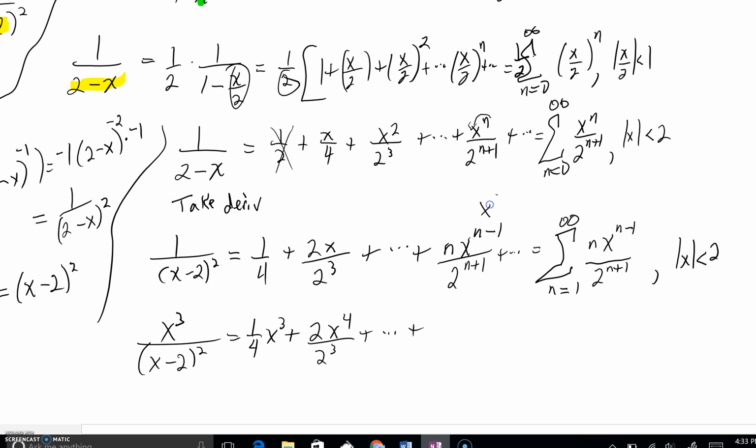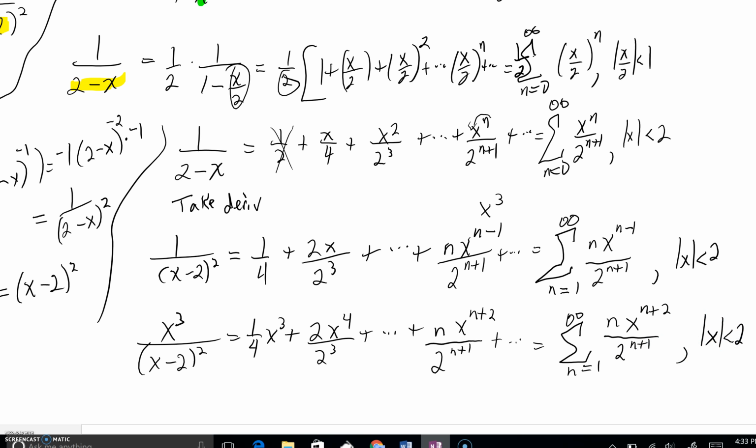Multiplying by x to the third, you're going to add the 3 and the n minus 1. So what's that going to leave us with? Well, an n plus 2. I hope you will agree. And inside of sigma, we're going to get this as well. We'll have n equals 1 to infinity. This becomes n times x to the n plus 2, all over 2 to the n plus 1.